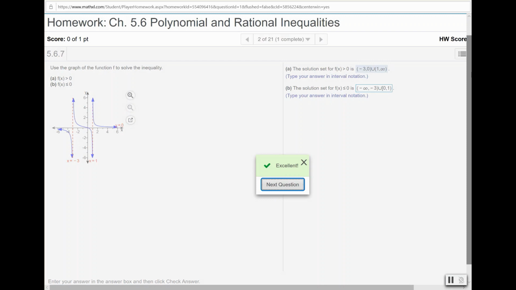So, I hope that is helpful for this section. There's about 4 or 5 problems in this section. Just looking at the picture and determining what the solution is going to be. So I wanted to make sure I did a video to clarify that. Hope this helps.